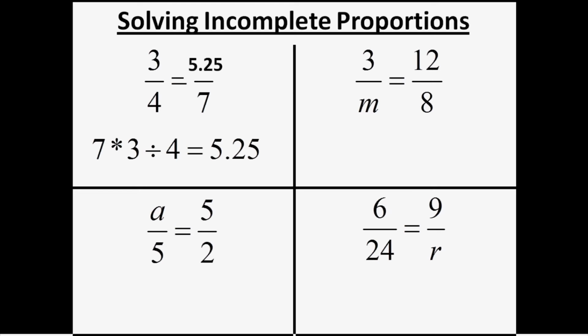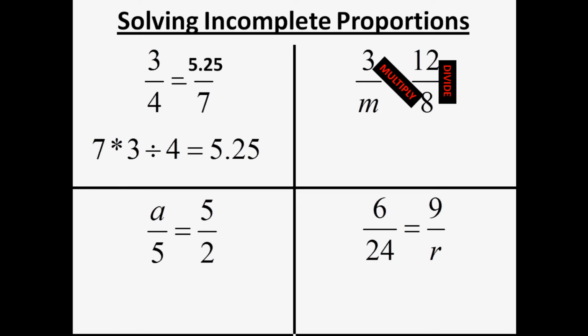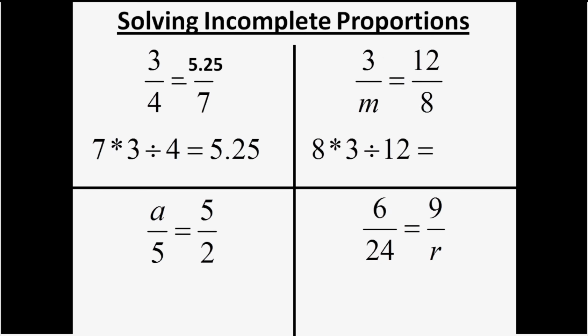Okay, hopefully you hit pause and now you're going to be having all the correct answers here. Let's look at this top right one. We have 3/m equals 12/8. We would multiply the diagonals, then divide by the other number. So we're going to multiply 3 times 8, or 8 times 3, and then divide by 12. We end up getting 2. So that does work out to 2. So 3 to 2 is the same as 12 to 8.